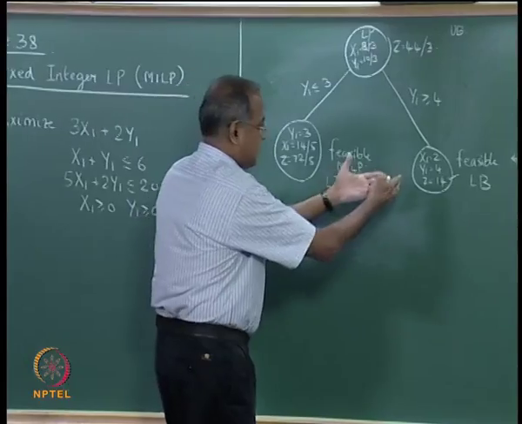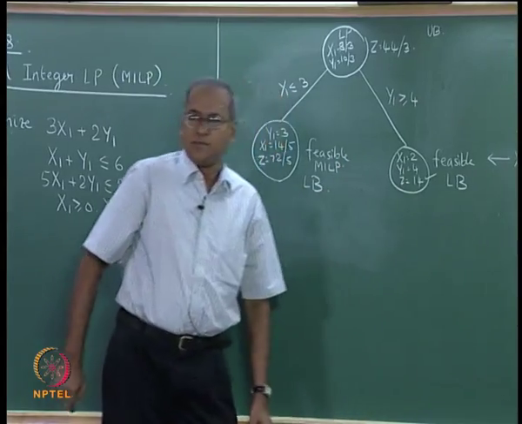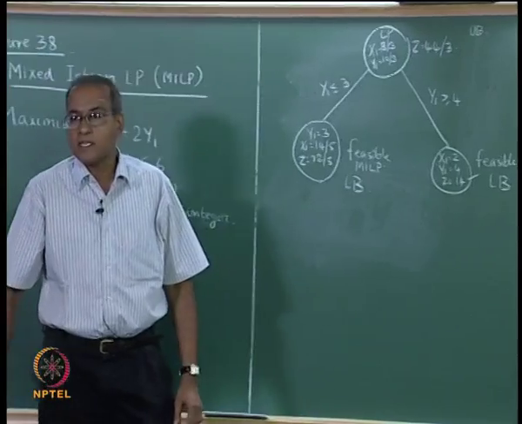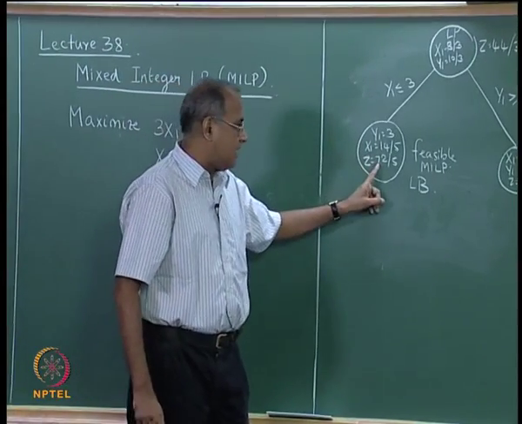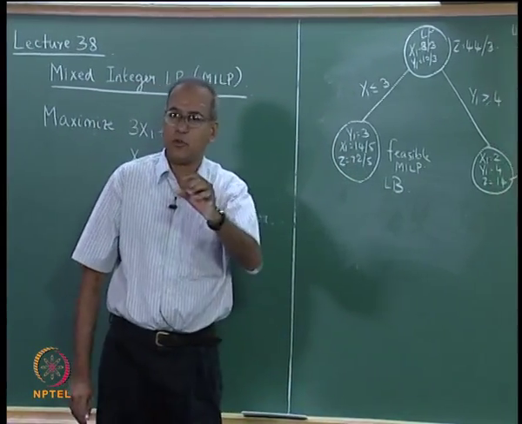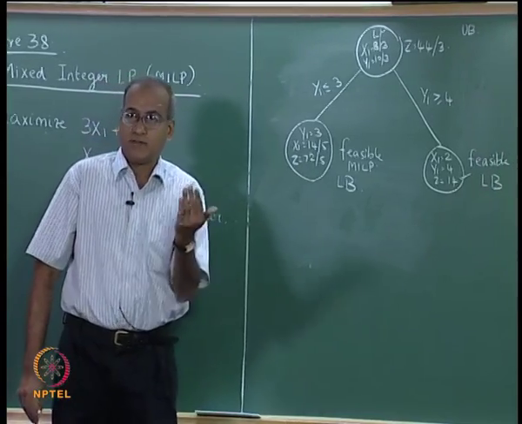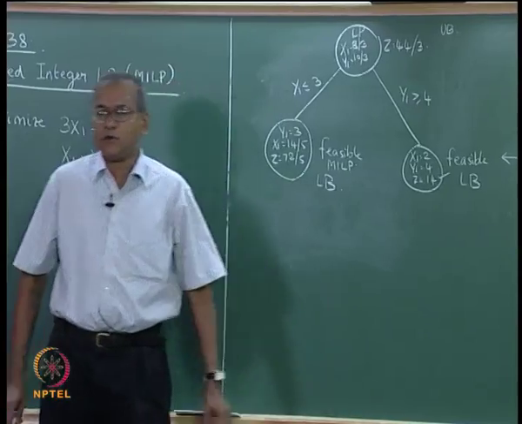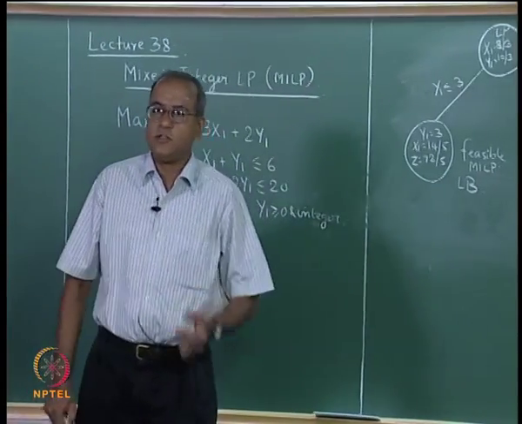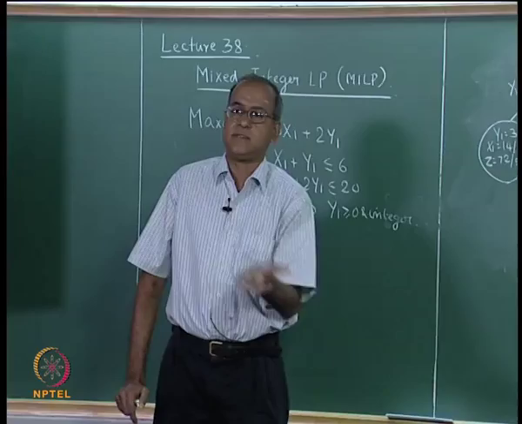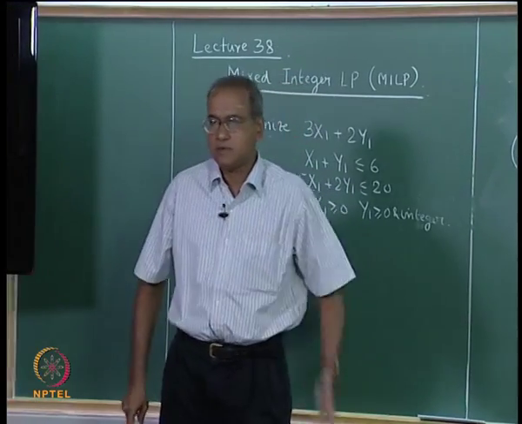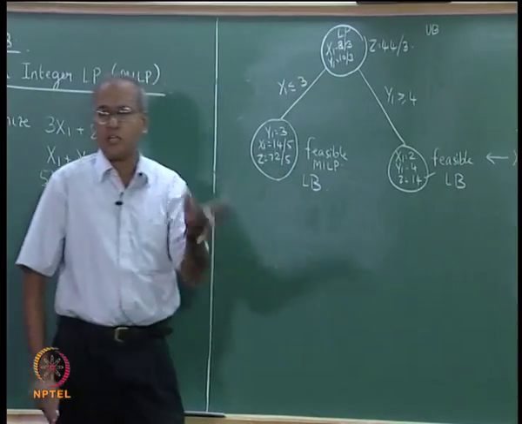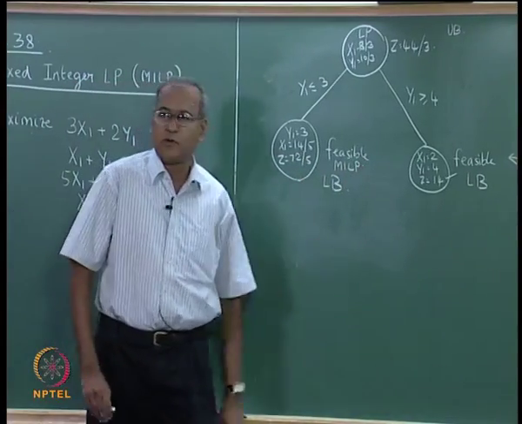So, we do not proceed further, we do not fathom further on this, because we have already got a feasible solution. Now, we go back and check that earlier we had a feasible solution with 72 by 5, which was our best solution. Now, we have another feasible solution with 14. So, if this new solution is better than the existing best solution, we will update. In this case, it is not, because 72 by 5 is more than 14.